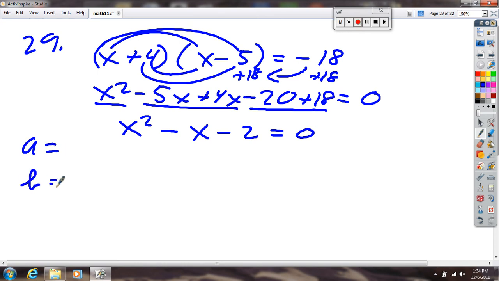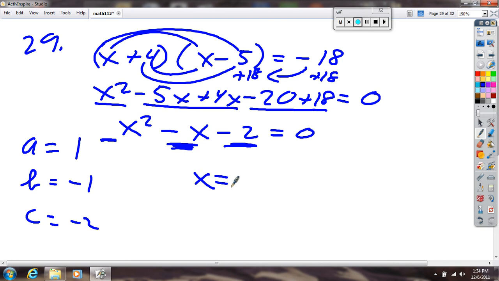Right? A equals, B equals, and C equals. What is A equal to? 1. What is B equal to? B is the number, if this is A here, this is B in front of X. So that's a negative 1, and C is the number that doesn't have an X, so that is a negative 2. Now fill the formula.